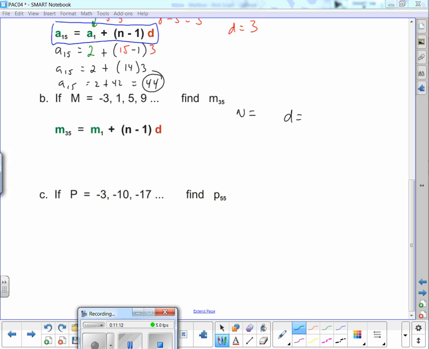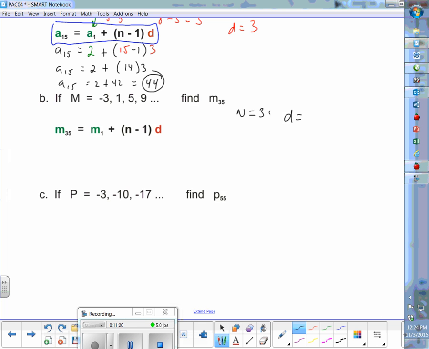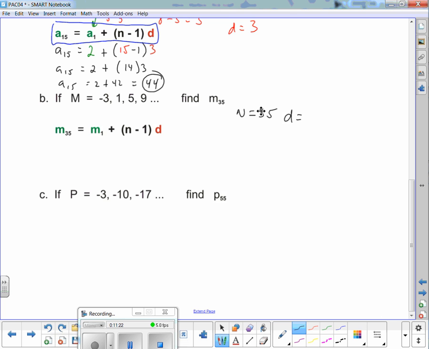It sounds like you did a lot of right things there, if you're in the ballpark of between 125 and 150. All right, so hopefully you said that the value of n is 35. It's the term that we're looking for. And the value of d is 4, right? It's 4 between each term. Again, 9 minus 5 is 4, 5 minus 1 is 4, 1 minus negative 3 is 4.